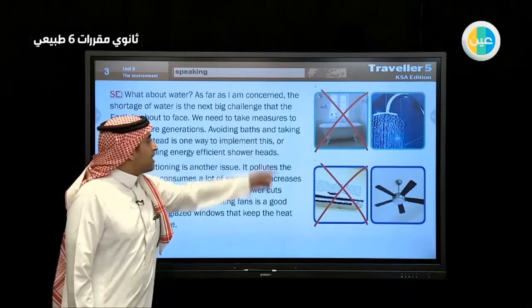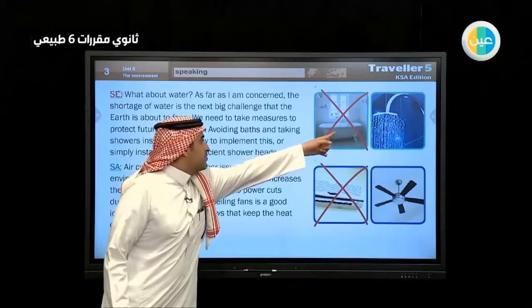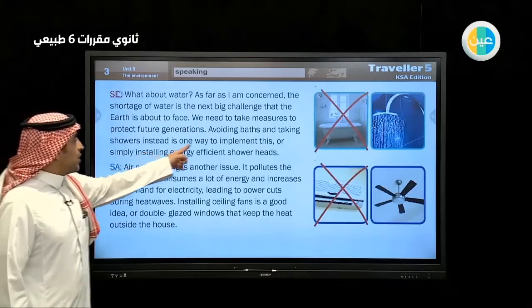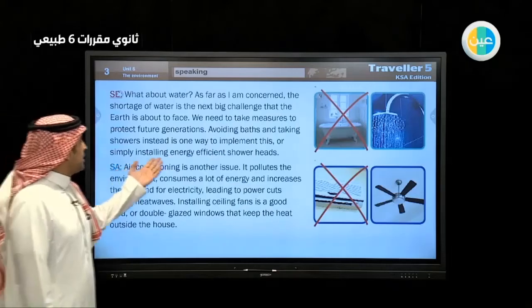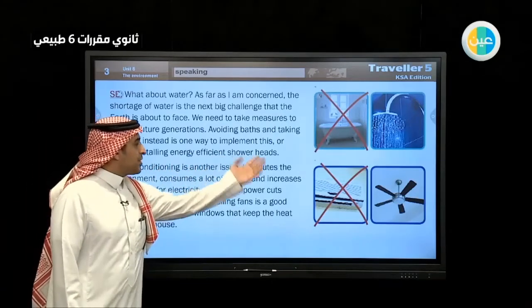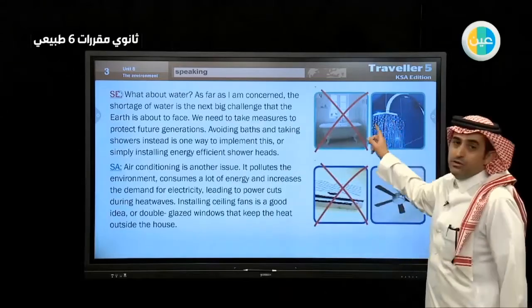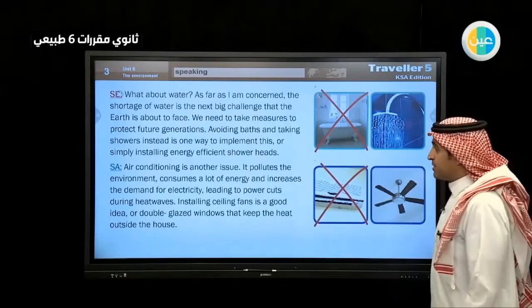Avoiding baths and taking showers. Don't use the bathtub. Taking a shower instead is one way to implement this, or simply installing an energy efficient shower head. You can buy this and use it to reduce the amount of water used.